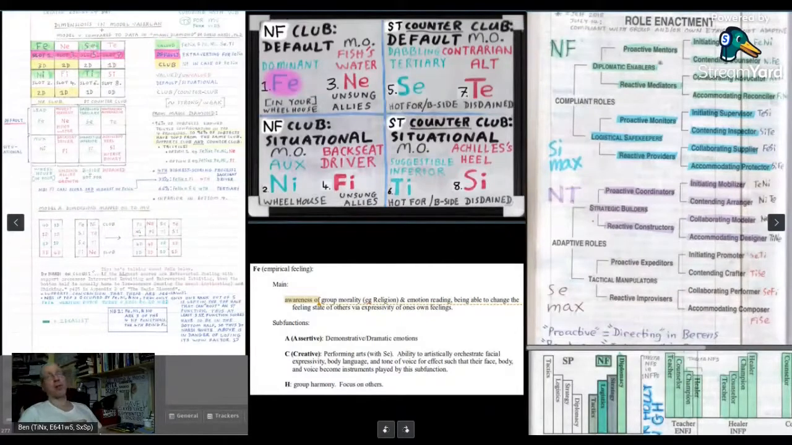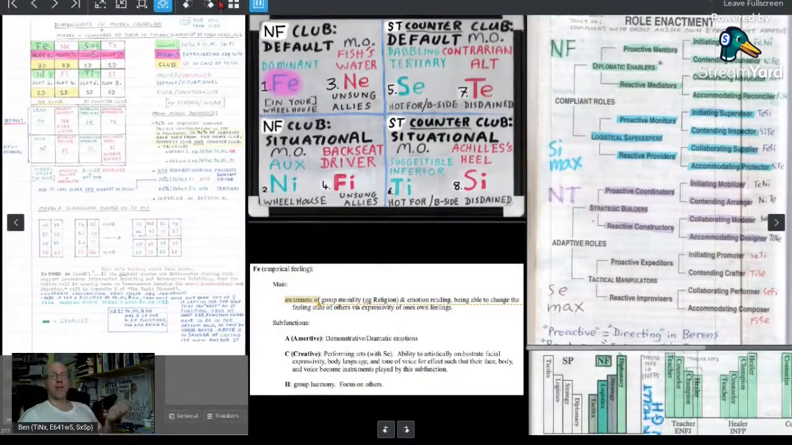So in this model, just to orient you, if you're familiar with the MBTI 4-function stack, that's in green. So you've got your Fe, Ni, Se, Ti. So that's building on something that you already know. And it's in roughly the same order there, strongest to weakest. So the addition would be the idea of clubs.